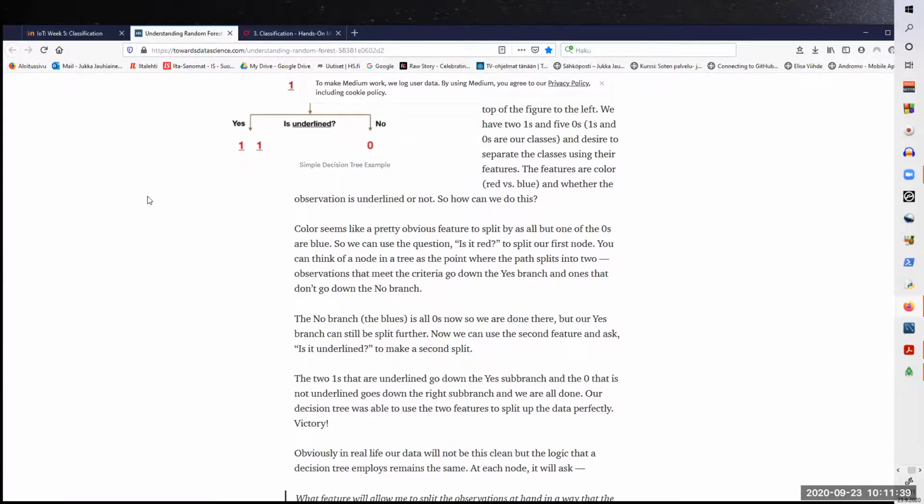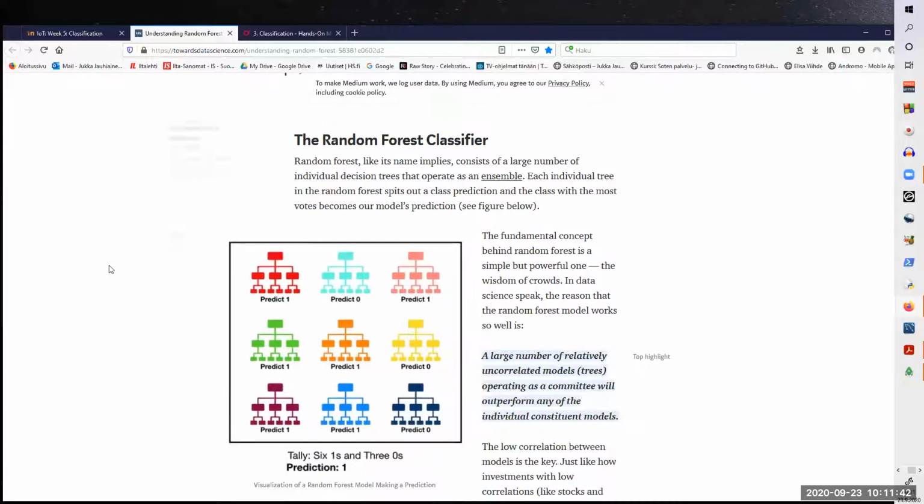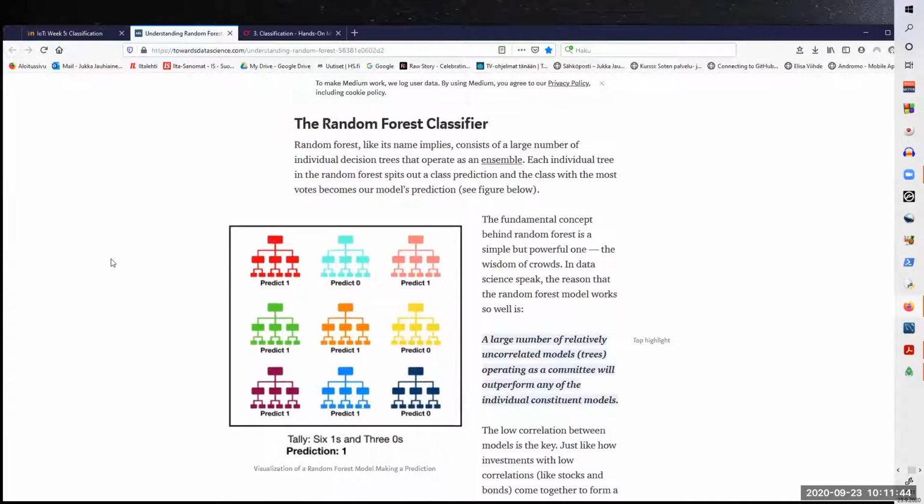So then, what is a random forest? In a random forest, we have a large number of decision trees as an ensemble. Each individual tree gives a prediction, a class prediction. It's like voting in a democracy: the class with the most votes becomes our model's prediction. The fundamental concept behind random forest is a simple but powerful one.